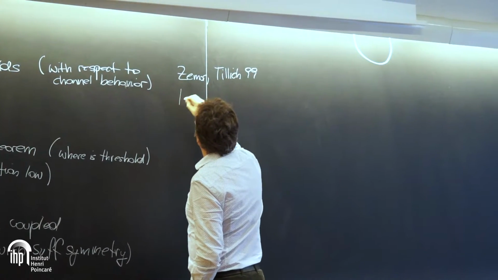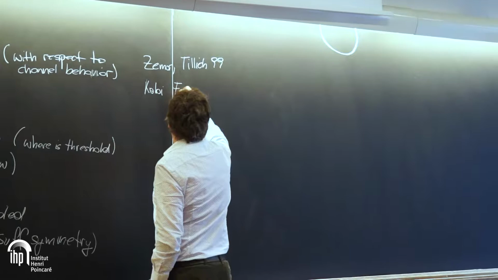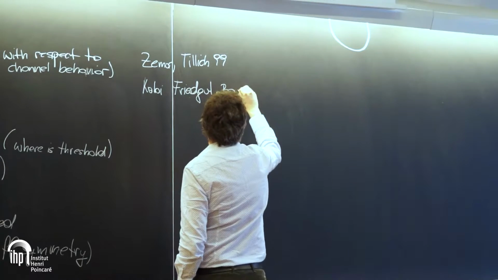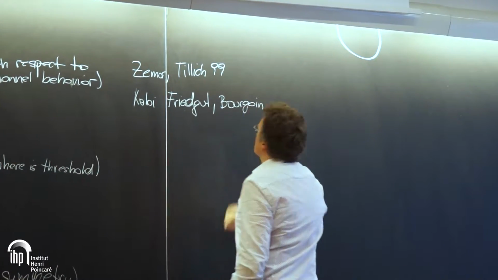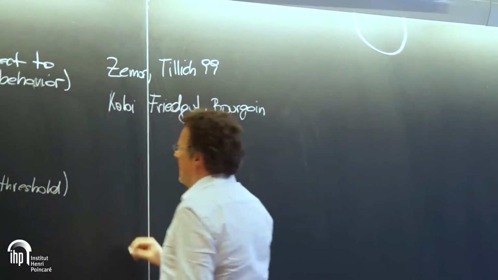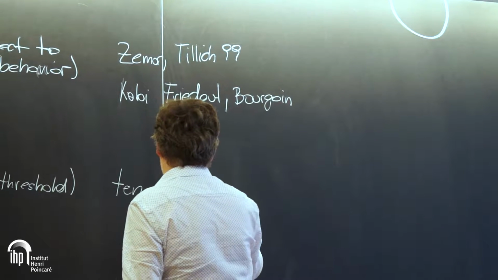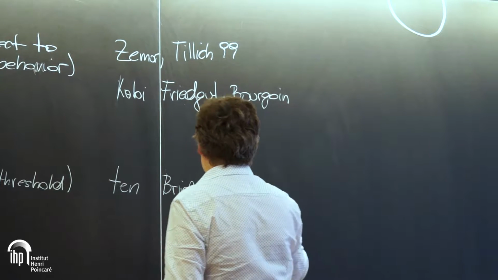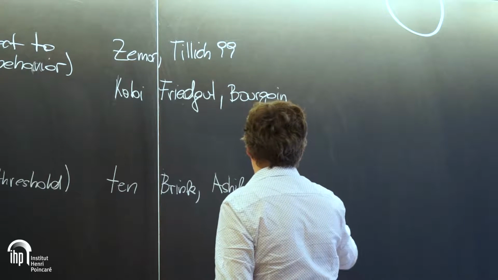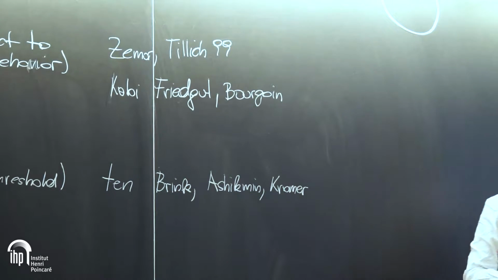Then particularly Kalai and Friedgut we'll talk about, and also Bourgain, and there are various papers in here. When we talk about the area theorem, again, there are several papers. There's one sequence of papers, in particular with Ten Brink and Ashikmin. So there are several papers around this, and Kramer. And that relates mostly to the binary erasure channel, which I mostly talk about.